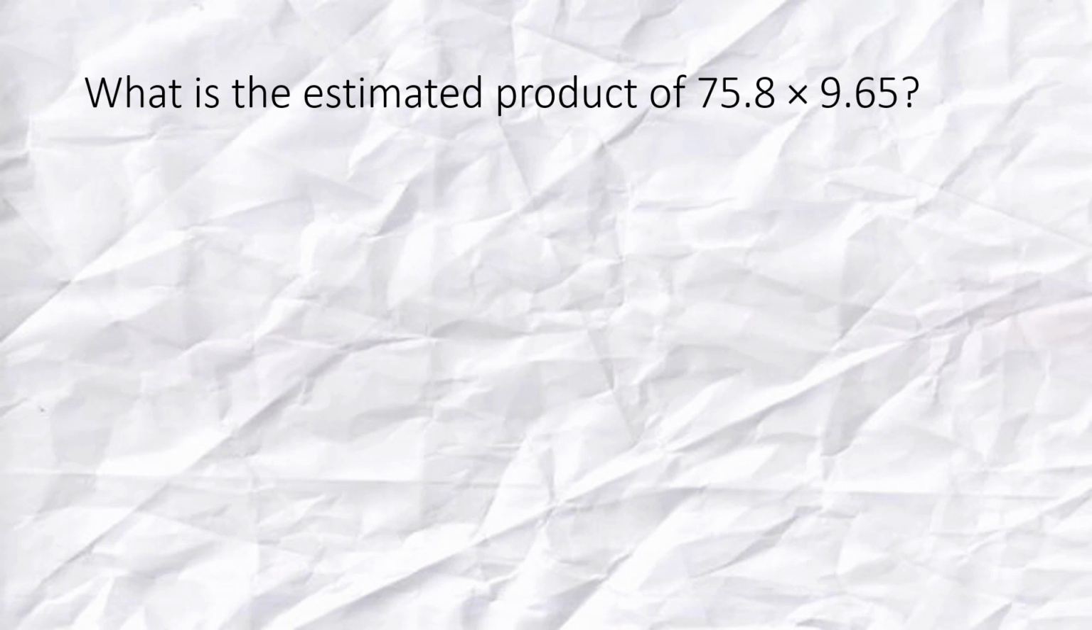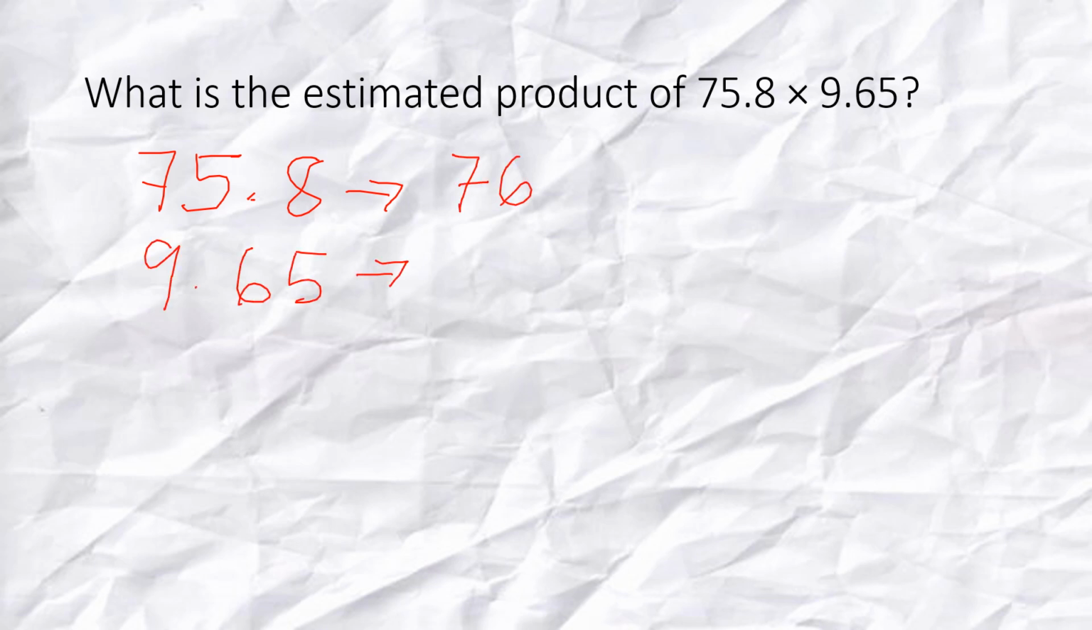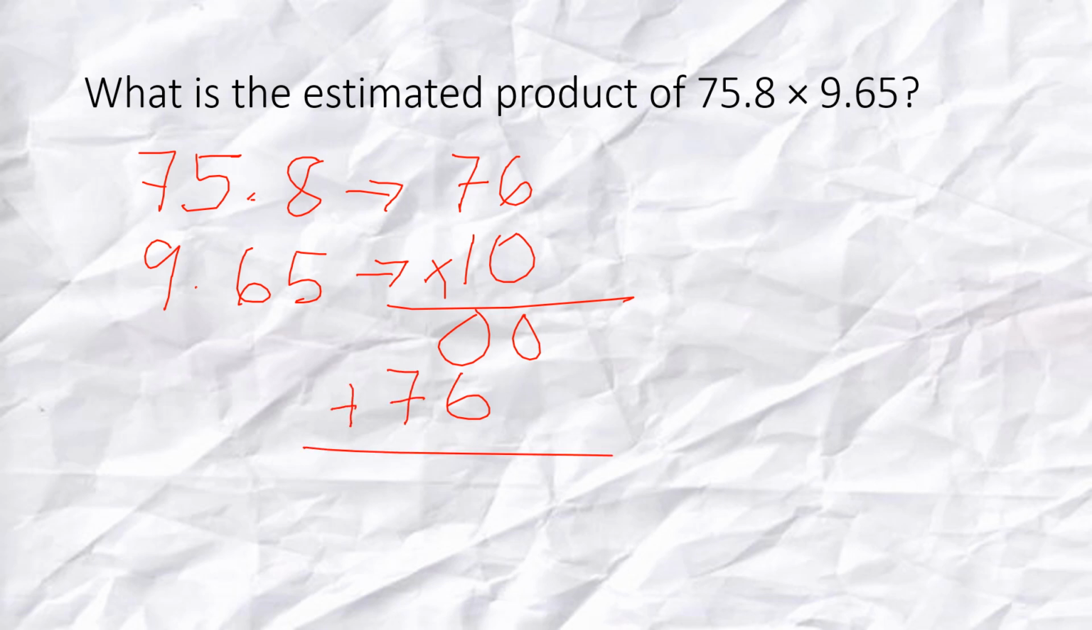What is the estimated product of 75.8 and 9.65? 75.8, if we round this off to the nearest whole number, will become 76, while 9.65 rounded off to the nearest whole number will become 10. So 0, 0, 1 times 6 is 6, 1 times 7 is 7. Add the partial products, so 0, 6, 7. So the estimated value is 760.